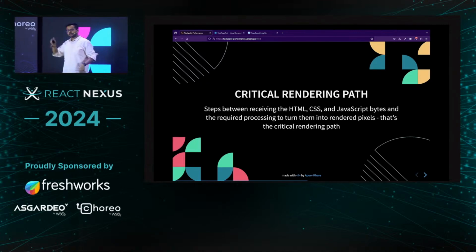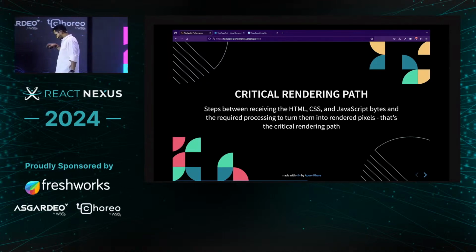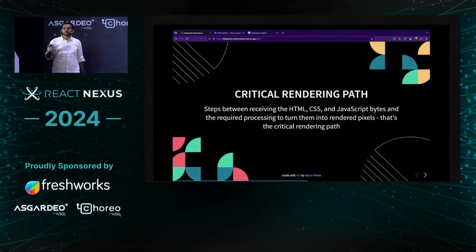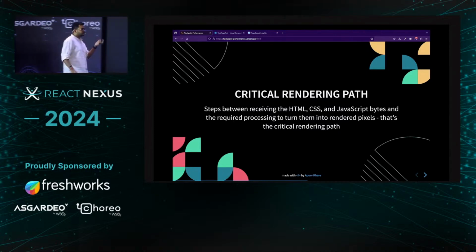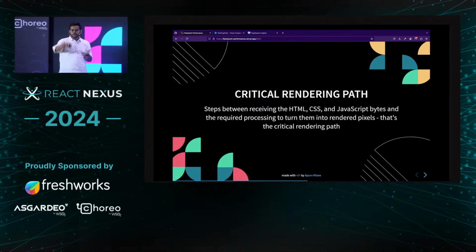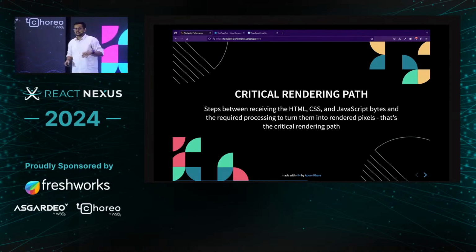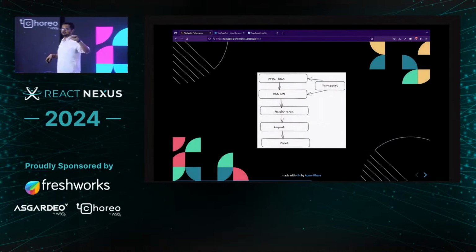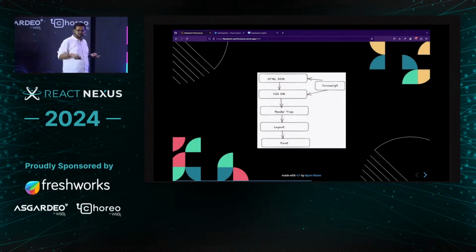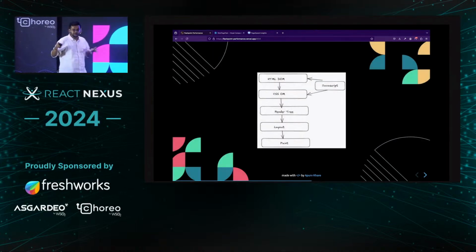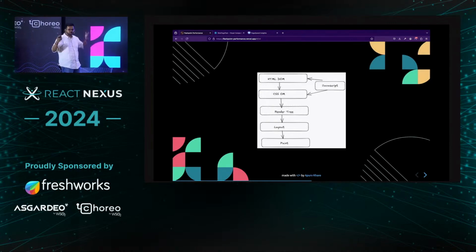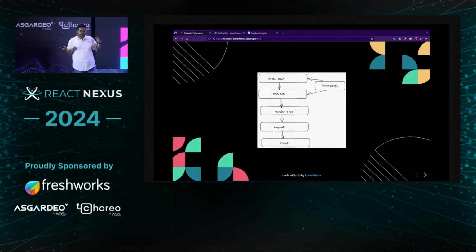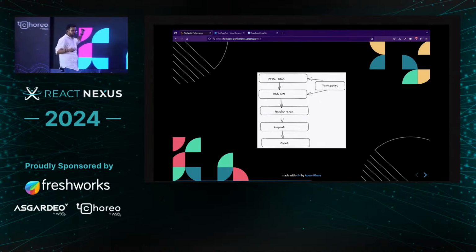Let's talk about the critical rendering path. It is the steps between getting the HTML, CSS, and JavaScript, and the process to turn them into pixels. And there are 5 steps to this. First one is HTML DOM creation. Second one is CSS object model creation. Yes, there is an object model for CSS also. DOM, I think most of you would have heard, but there's an object model for CSS also.